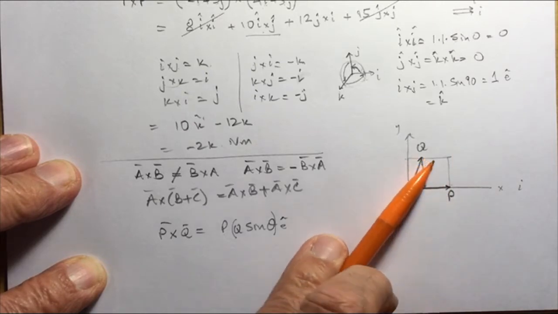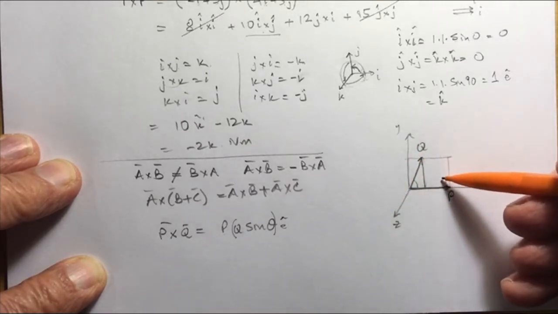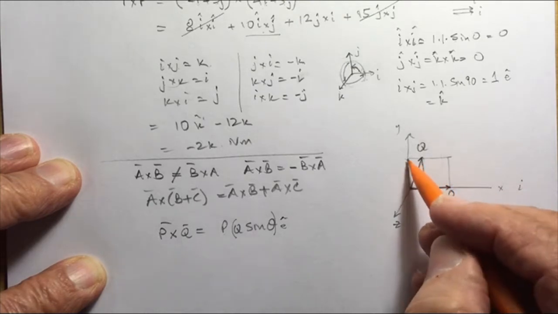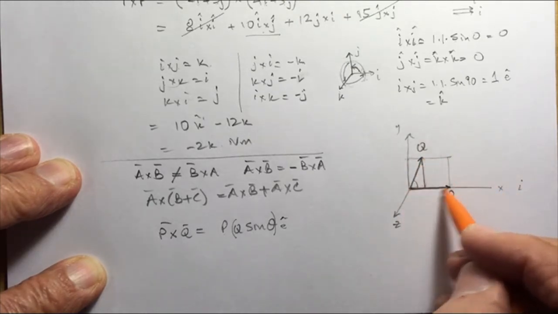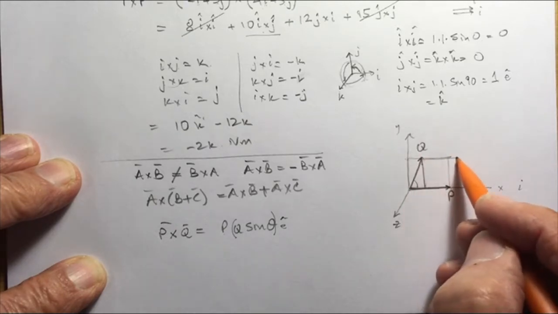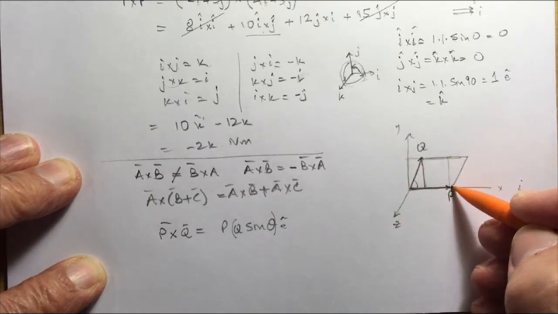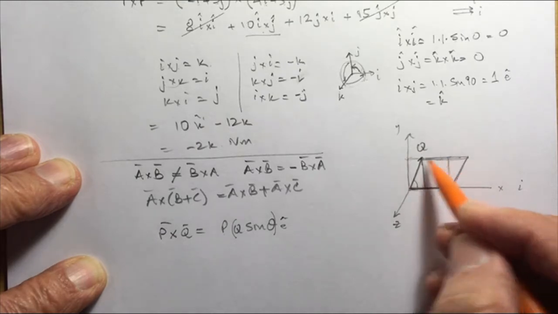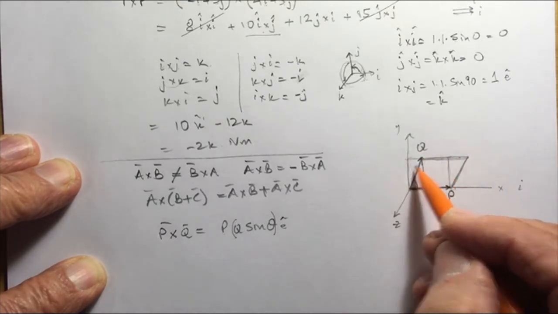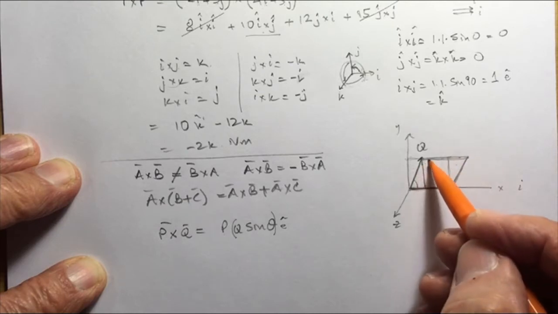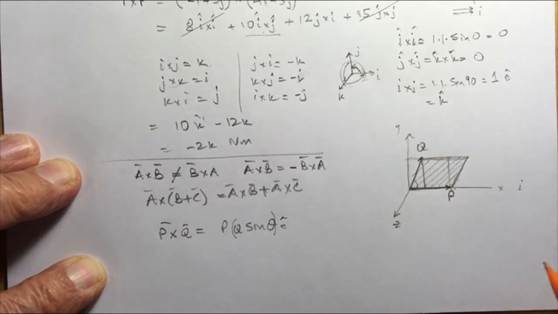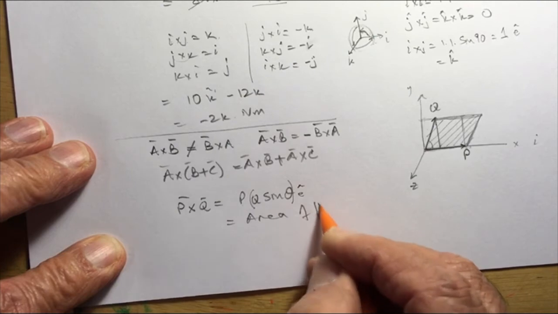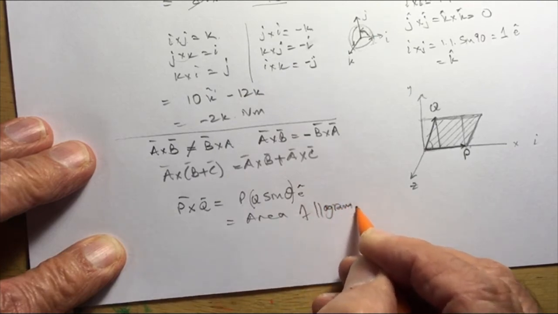Now as q gets smaller and smaller, the height of the rectangle gets smaller. Ultimately, when p and q are parallel, the area becomes 0. But if we look at this triangle, and if we make this side the same length as p, and we complete this parallelogram, then the area of this rectangle is the same as the area of this parallelogram, because this triangle is the same as this triangle. And so p cross q is the area of this parallelogram. Okay, so this is equal to the area of the parallelogram.